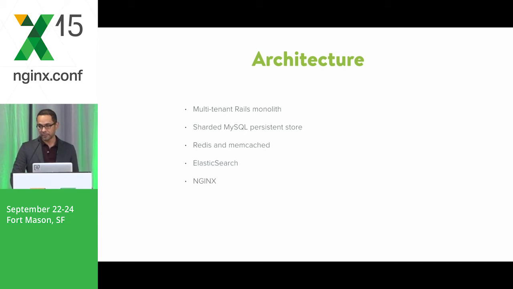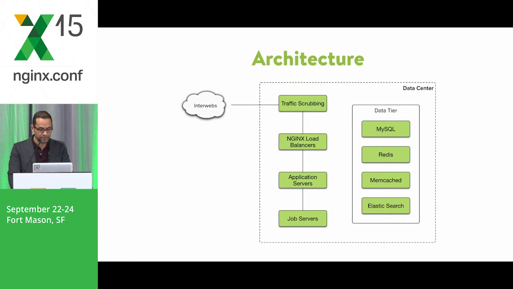We use MySQL as our persistent data store. One of our major engineering efforts in 2013 was to migrate from a single MySQL instance to a sharded architecture, allowing us to scale horizontally. And we use Redis and Memcache for caching things. We use Elasticsearch for search, and then finally, of course, we use NGINX. And NGINX actually plays a crucial role in Shopify's infrastructure.